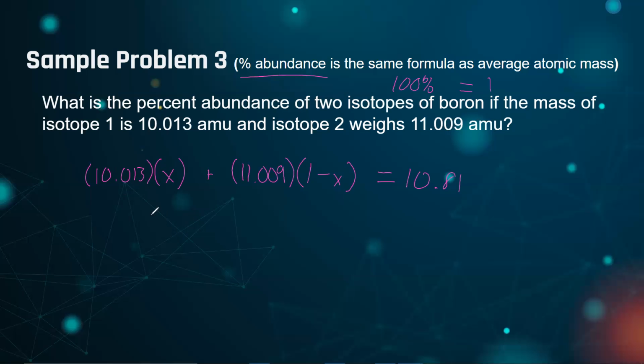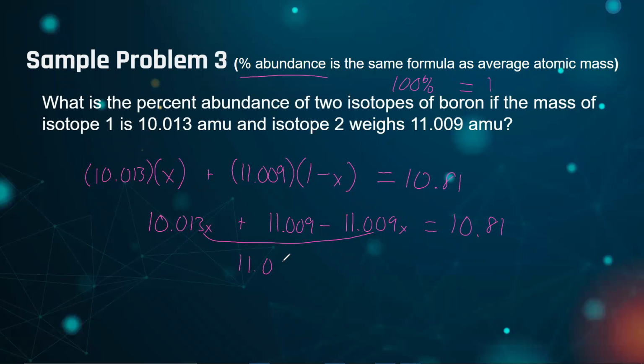Simplifying the left side, we have 10.013x plus 11.009 minus 11.009x equals 10.81. Now we can combine like terms by combining these x terms. If we do that, we end up with 11.009 minus 0.996 times x equals 10.81. Then we need to do 10.81 minus 11.009, and we get negative 0.996x equals negative 0.199. We divide both sides by negative 0.996, and we're going to solve for x.